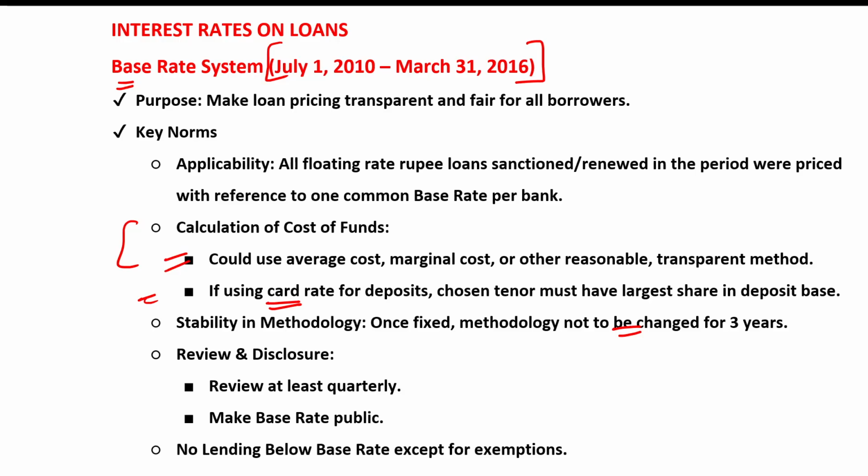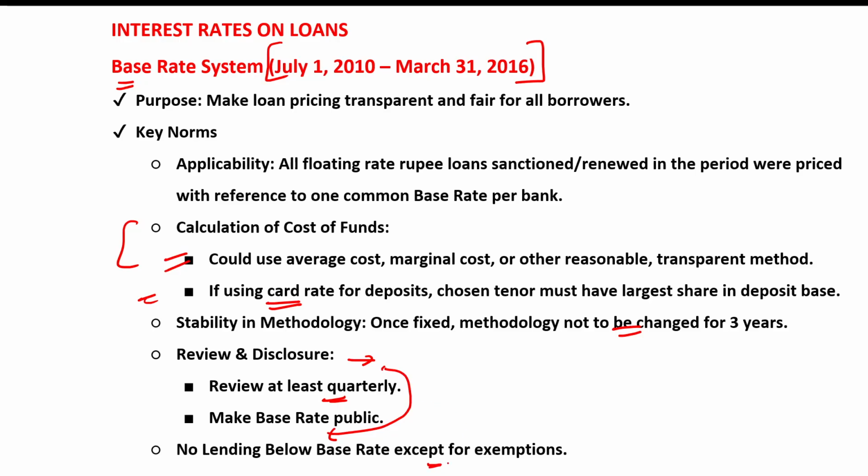Now there are many loans which were exempt from the base rate. But before that, let's understand about the review and the transparency. So the bank had to review the base rate at least every quarter, and the base rate had to be made public. So why was it introduced? To bring transparency, and that's why this rate has to be made public, and no loan except the exempted loans could be given below the base rate.